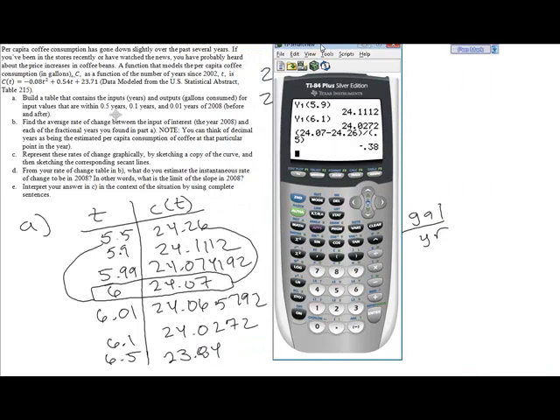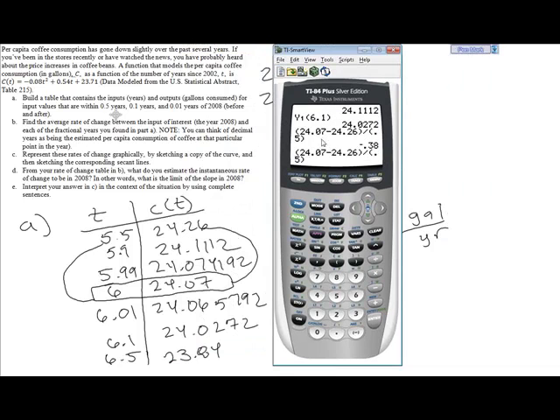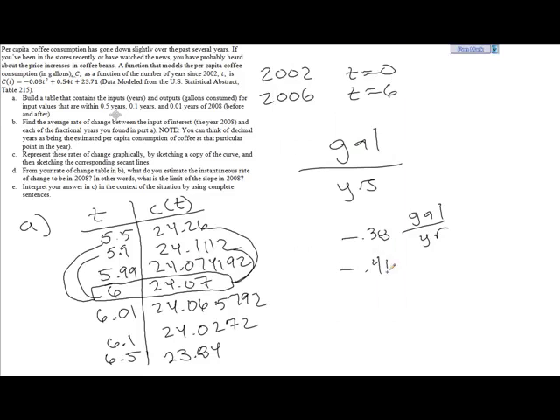So we're going to get a little bit closer. We're still going to do 24.07 on top, but now we want to compare it to this point. So we're going to have 24.07 minus 24.11. I'm going to insert a 1 and a 2, and now the difference in the inputs is a tenth of a year, 6 minus 5.9, and I find that that's negative 0.412 gallons per year.